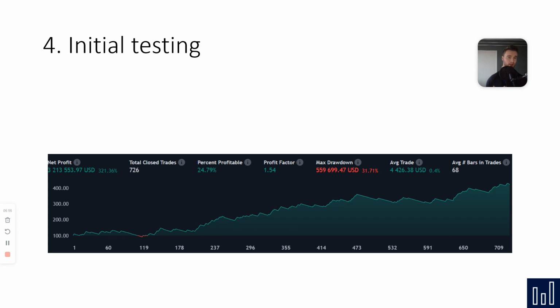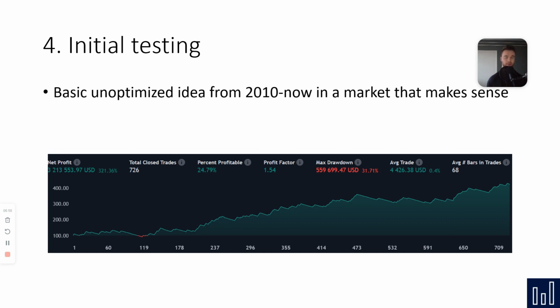And number 4, what I personally do is when I have my idea formulated, I will do a basic unoptimized idea. So no filters, no what if this, what if that, just a basic initial unoptimized idea from 2010 until now in a market that makes sense for the strategy. So for example, Forex is quite a ranging market. I'm not going to develop a trending strategy and start testing it randomly in all Forex markets. I prefer testing those on more trending markets. So for example, the indices or maybe the commodities. So I would test the basic idea just in one market.